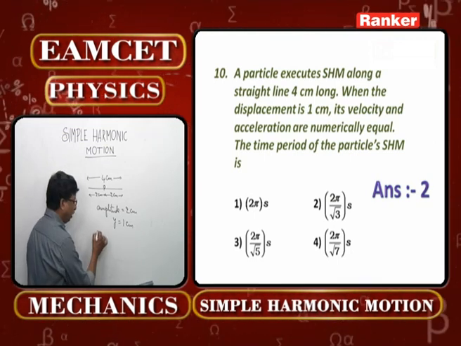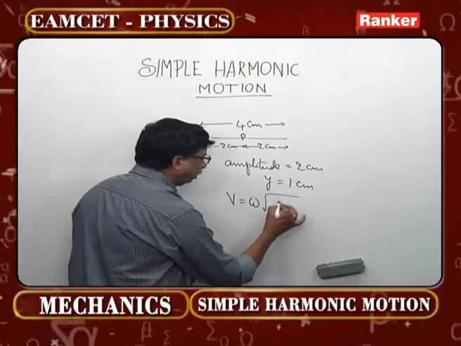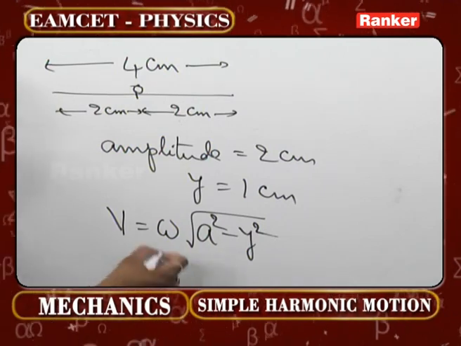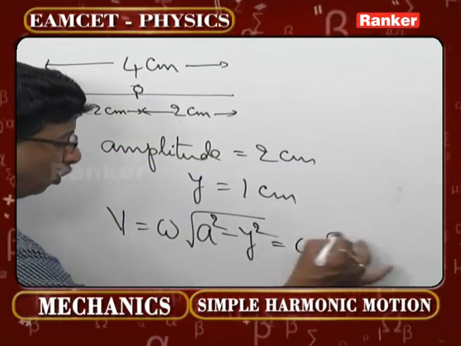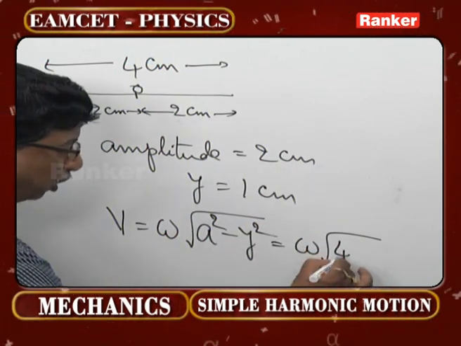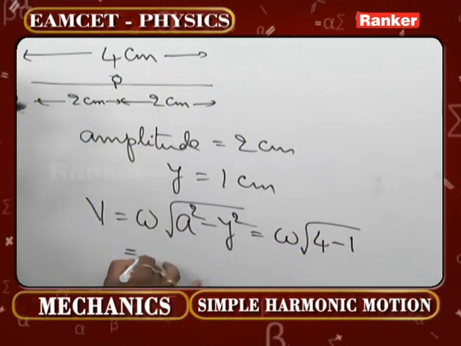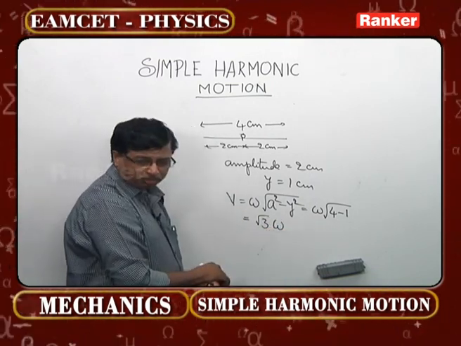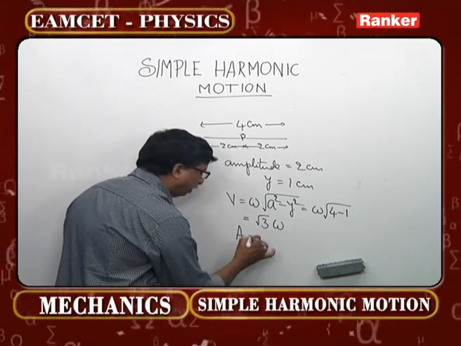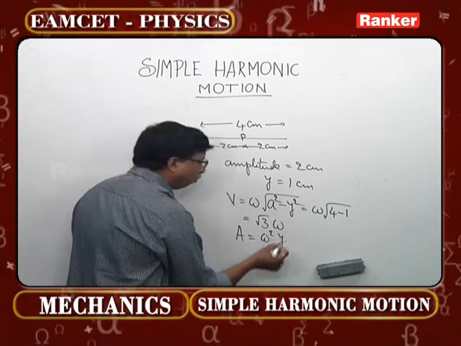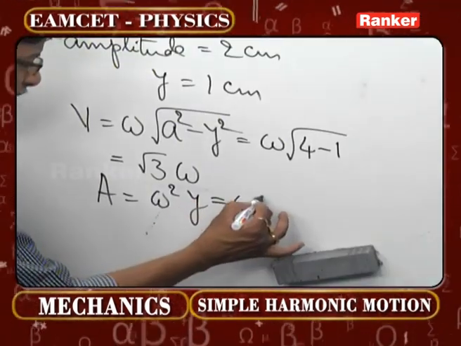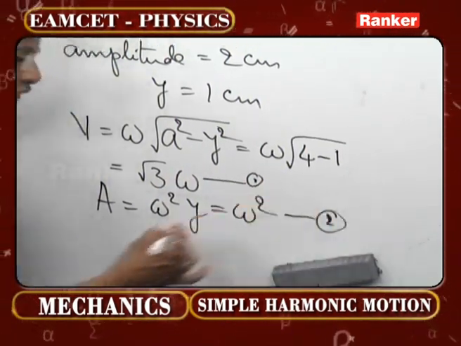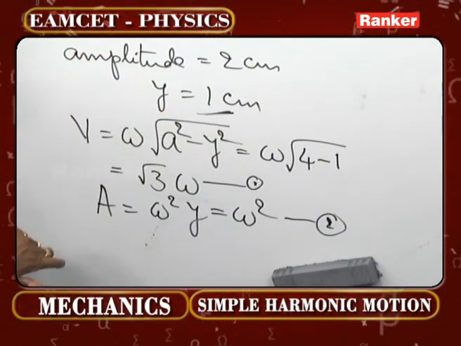What is velocity, please? Omega root a square minus y square. That is the formula. When you talk about this one, omega, you write it as it is. Root of a square now will be 4. Y square now will be 1. Is it not simply root 3 times omega, please? This is actually the velocity what has been given to you. And what will be the acceleration? Omega square y. What is y value we know? So is it not simply omega square, please? So velocity is root 3 omega and acceleration is omega square when y is equal to 1 centimeter.